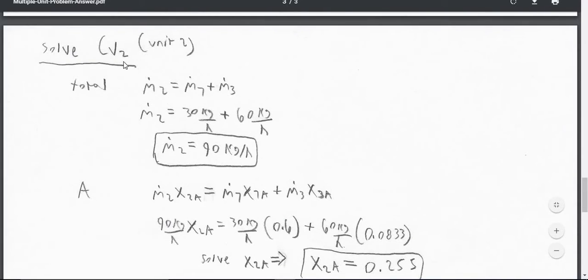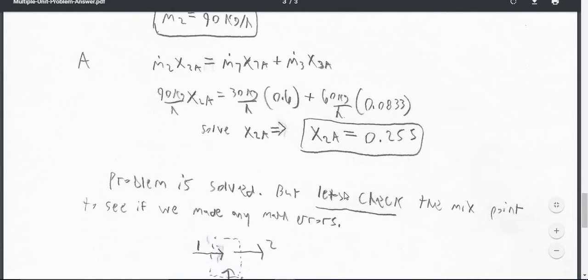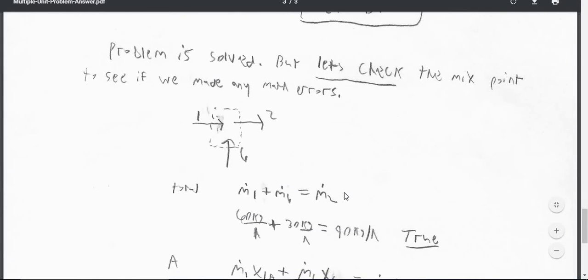Then we can do control volume 2, which is unit 2. We look at the total again, just like before. Stream 2 comes in, and streams 7 and 3 leave. That gives us M2 equal to 90 kilograms per hour. And then for A, we have what comes in for A and what comes out for A. That gives us a 0.255 mass fraction. So the problem's solved. But let's look at whether we made any errors.